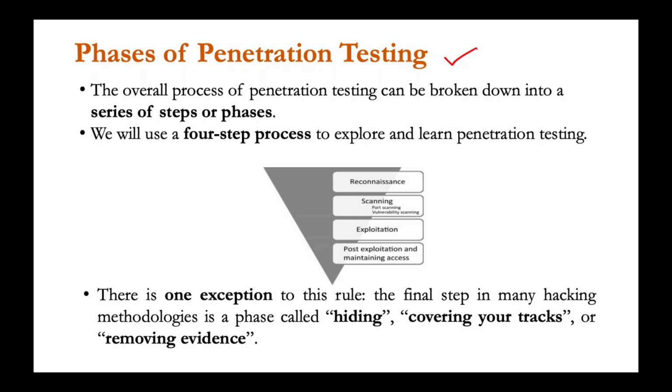The remainder of this course will be dedicated to reviewing and teaching the following steps. One is reconnaissance, another is scanning, exploitation, post exploitation, and maintaining access. The reason we use an inverted triangle is because the outcome of the initial phase is very broad. So that's why we use the inverted triangle here.